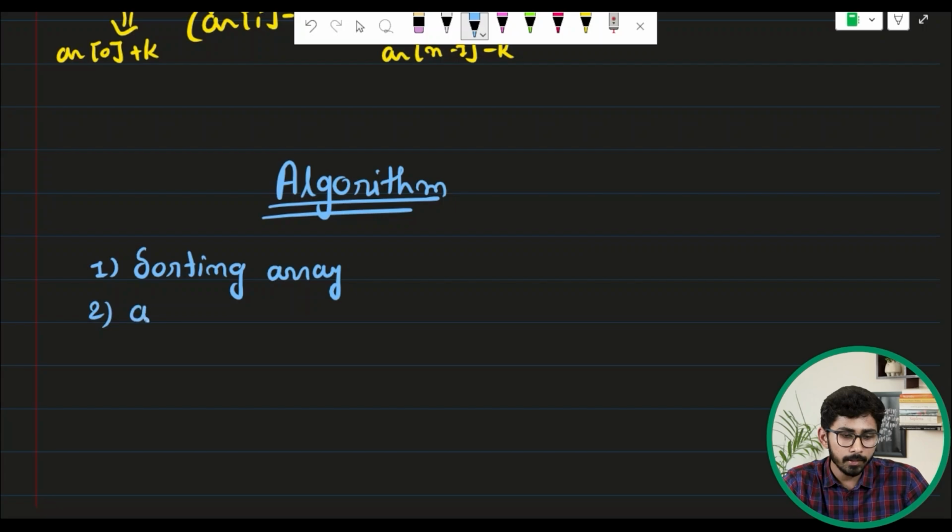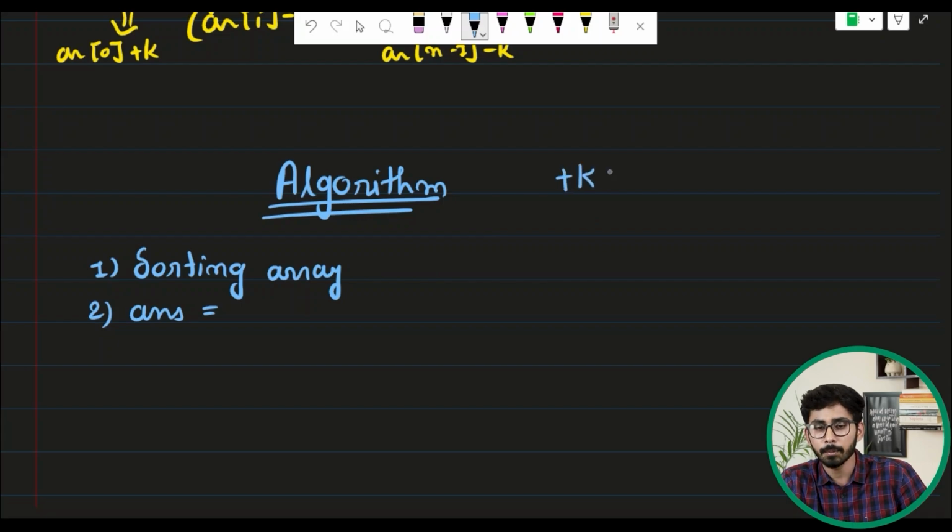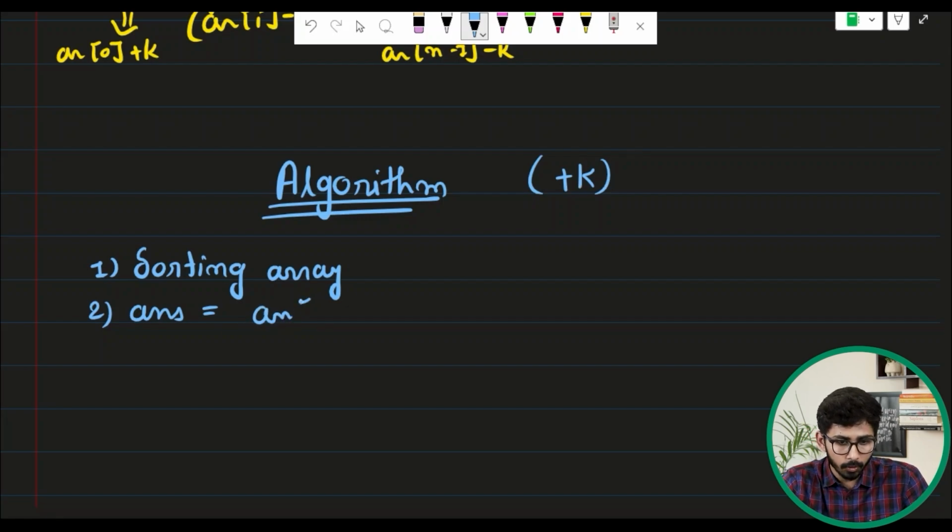So after sorting the array, I need to find the answer variable. What will be the answer variable? As I mentioned, for some test cases, you might be applying only plus k operation. If you apply plus k on each and every array element, the difference between the largest and smallest before and after applying the operation is not going to change. So that would be array of n minus 1 minus array of 0.